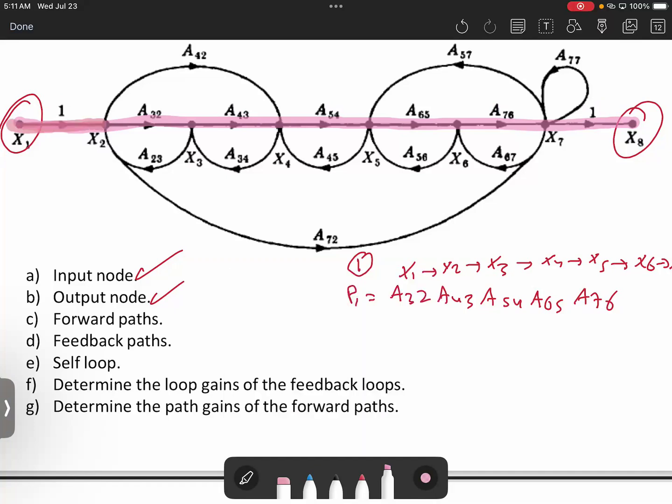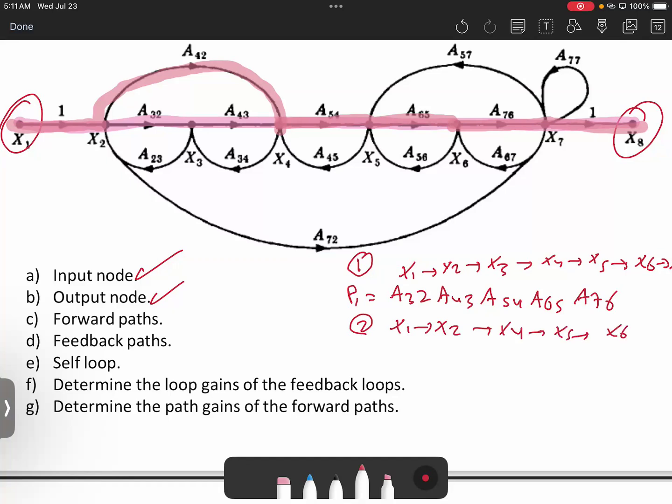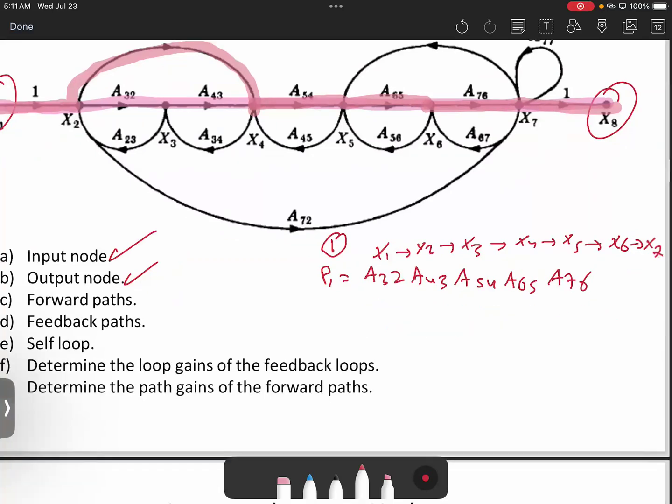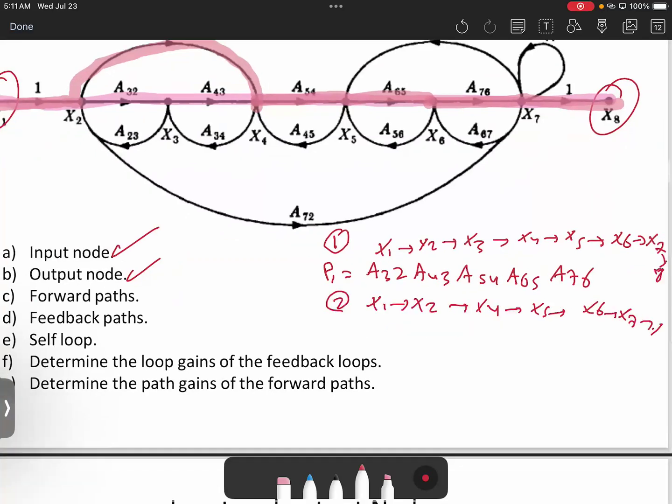X1, X2, X4, then X5, X7, 6, 7, 8. So let me write path number 2: X1, X5, X6, X7, and to X8. Then how about the gain for this?